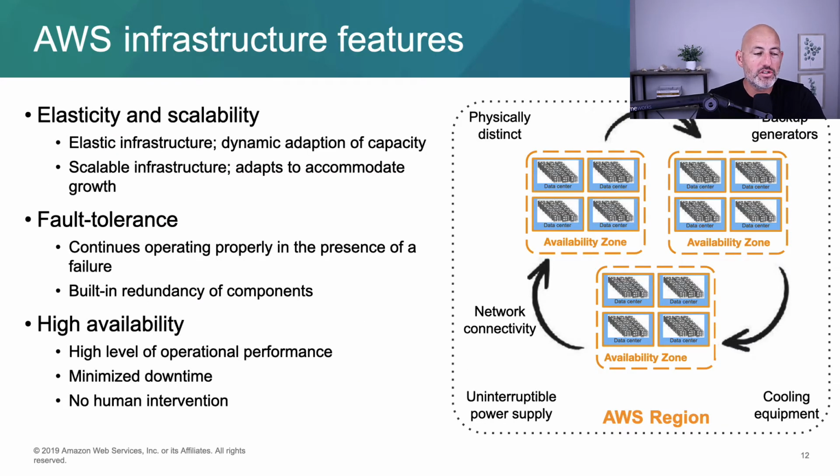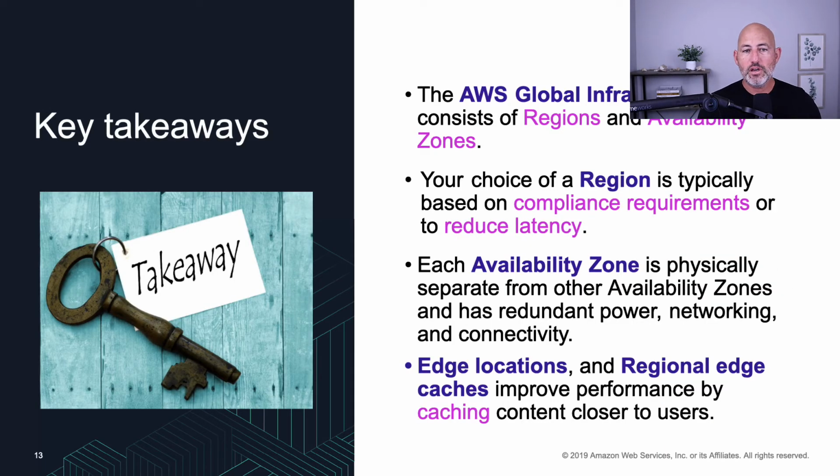The infrastructure features are elasticity and scalability. They're also physically distinct. In an availability zone, there could be multiple data centers, and they're physically distinct data centers. But there are backup generators, network connectivity, UPSs, cooling equipment, and fault tolerance. So it's really designed to be scalable and decentralized. The main buzzwords to be aware of here are regions, which are geographic, and availability zones, which are the coordination of the resources inside. Then you choose a region based on your compliance requirements.